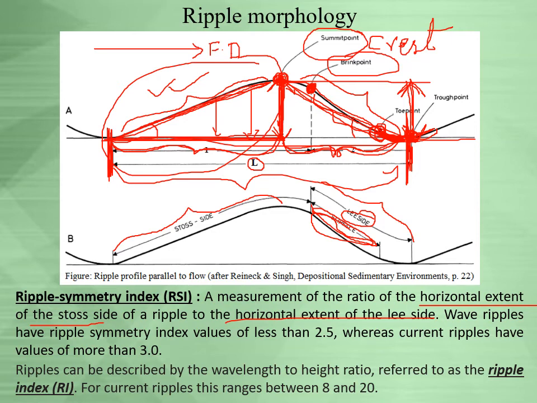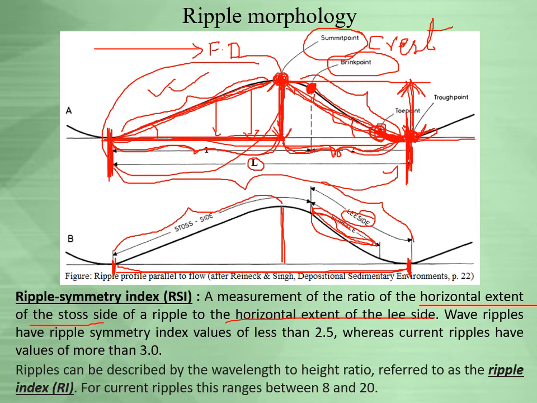Another property which can be measured from this cross vertical profile of ripple is the ripple index. Ripple index is simply the ratio of the ripple length to the ripple altitude. That means ripple length by ripple height.